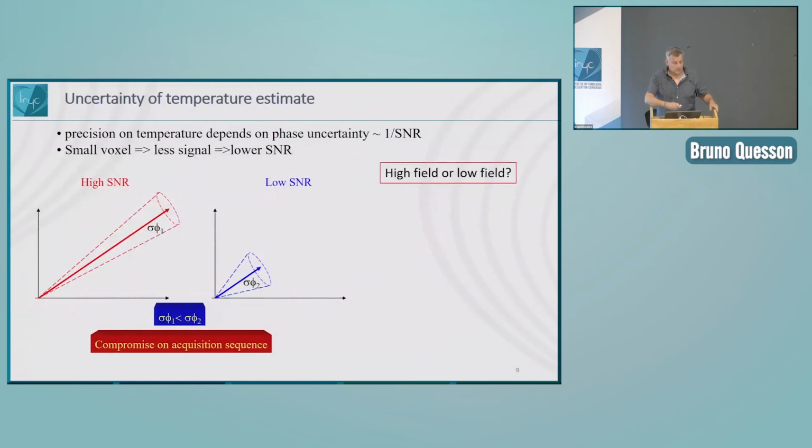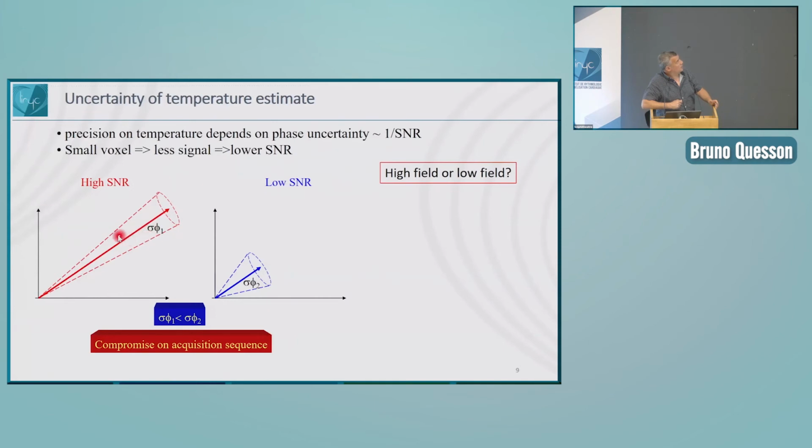Of course, you may have some issues, as always with MR. You need to have the most precise temperature measurement as you can. Ideally, it should be 1 degree or better. And this, of course, is related to the uncertainty of the phase measurement.